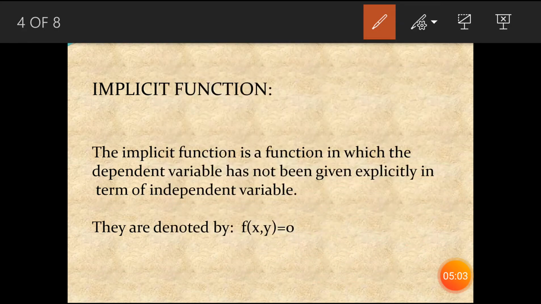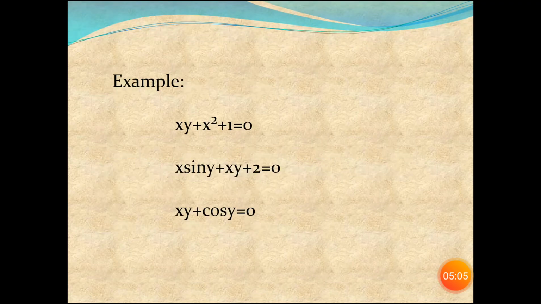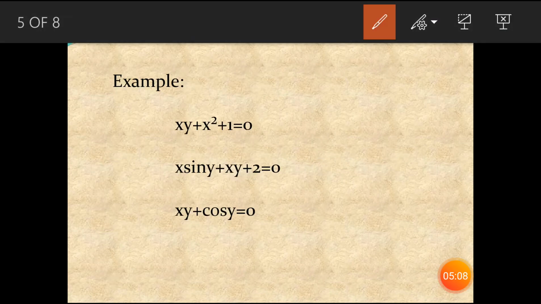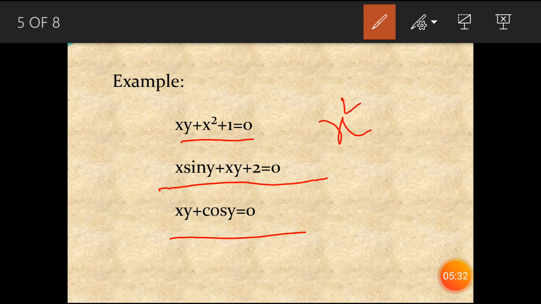Look at the examples: xy plus x square plus 1 equals 0, x sin y plus xy plus 2 equals 0, xy plus cos y equals 0. In such functions, if you try to solve, it's very difficult to get y on one side and x on the other side. It means simply by observing, it's not easily defined. Suppose, as one example, I take x square plus y square equals 1, this is the equation of the circle. If I ask you, is it implicit or explicit, what will be your answer?